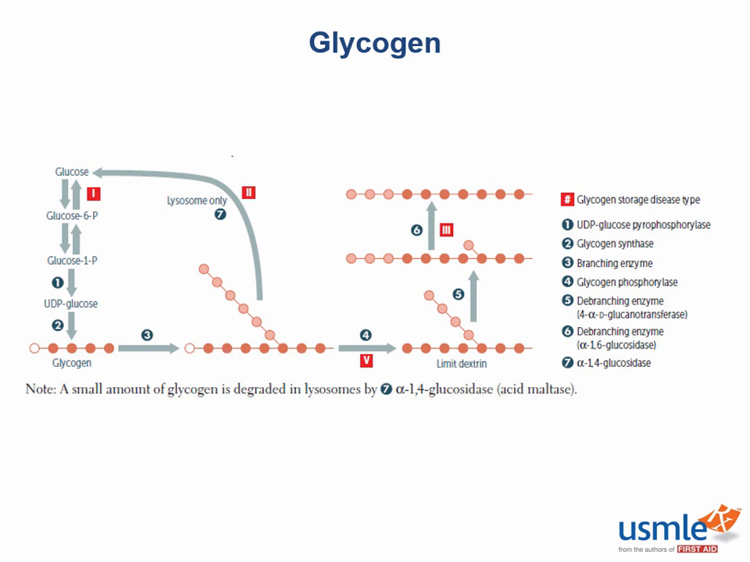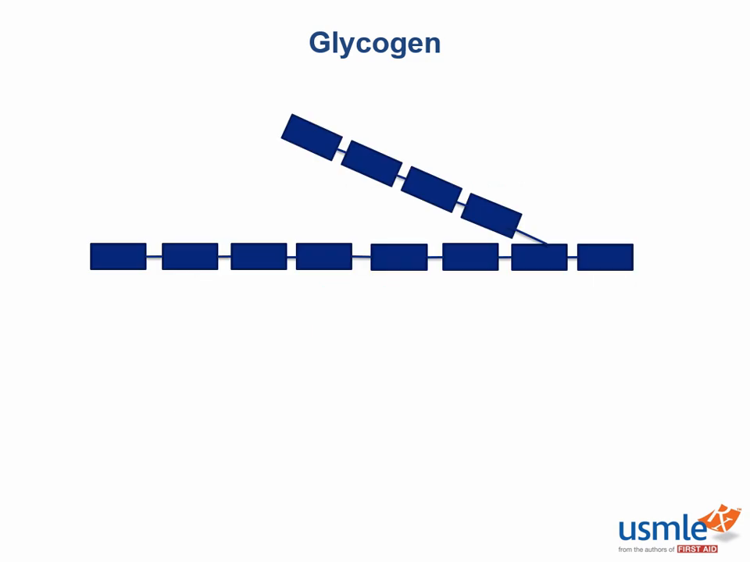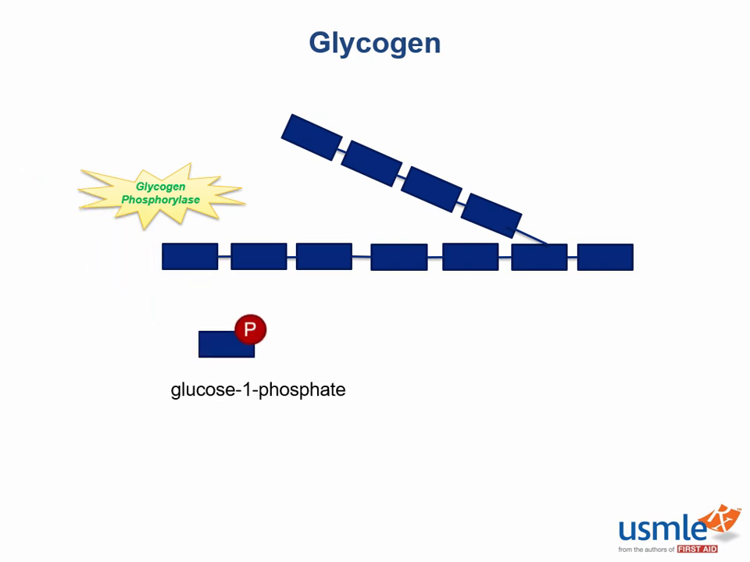Now next, we're going to start talking about breaking down glycogen. And this starts at step 4 in our figure here. And here, glycogen phosphorylase adds a phosphate group to a glucose molecule at the end of the glycogen chain, separating it from the glycogen. And here is another example of this. We see our glycogen chain and glycogen phosphorylase adds a phosphate group, separating off the glucose, creating glucose 1-phosphate.